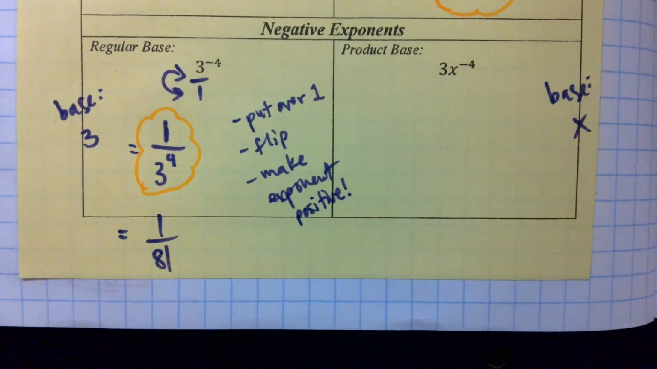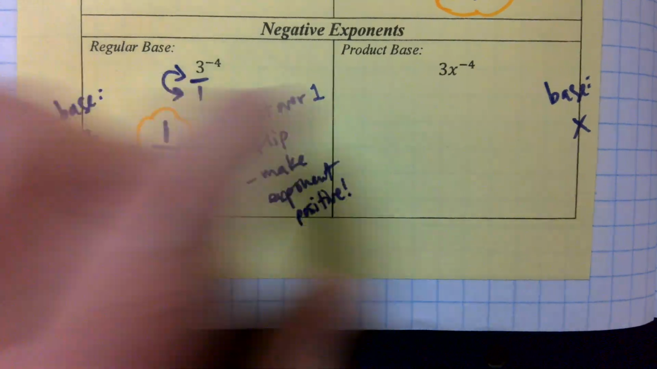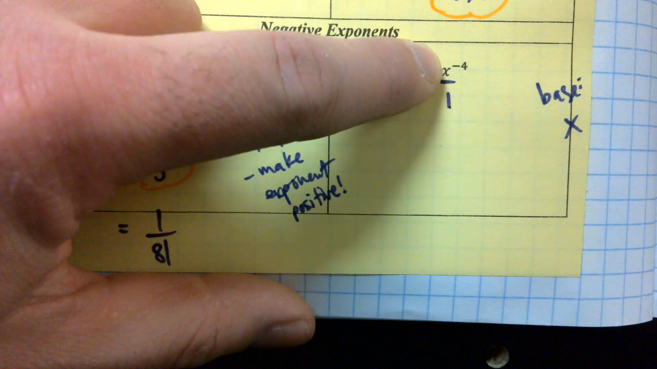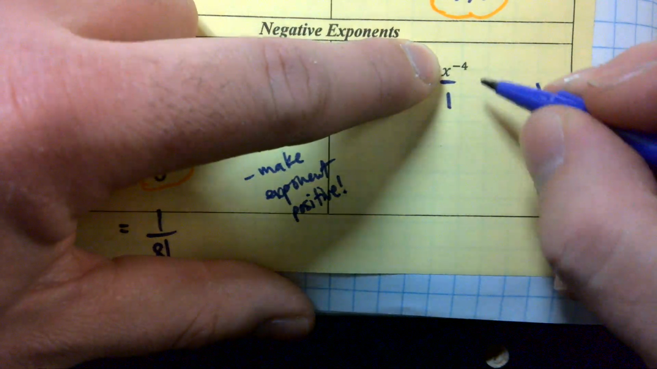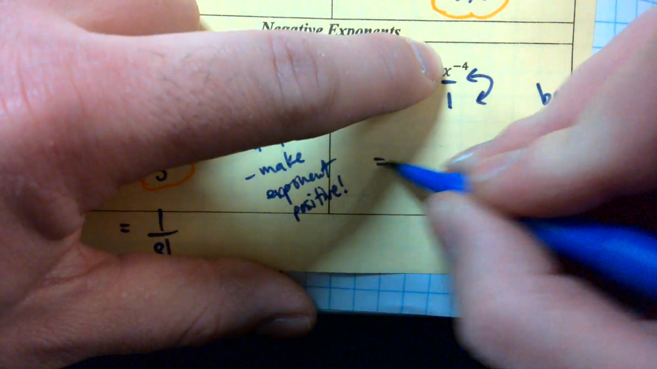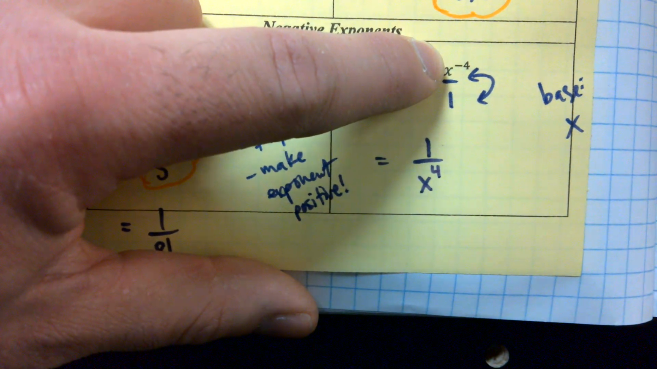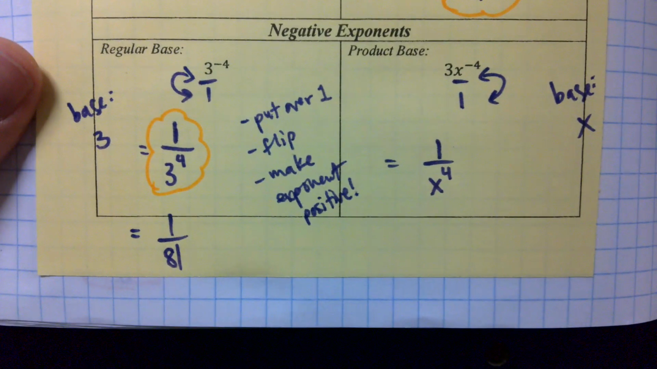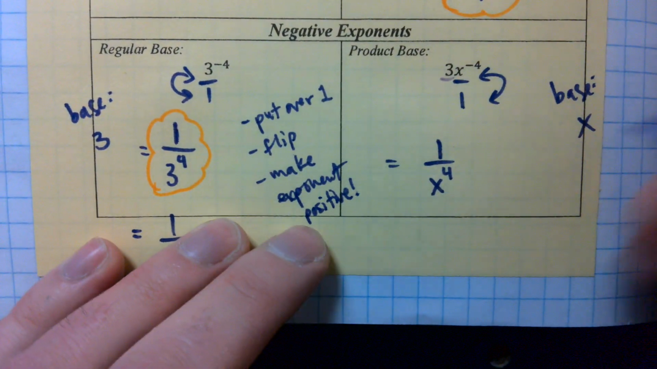Am I going to put 3 over 1? No. 3 is not the base. So I'm going to pretend it's not there, right? If I put X to the negative 4th over 1, we're pretending that 3 is not there. And then I flip this around, so that my 1 goes to the top, my X to the 4th now goes to the bottom. Well, what do I still have that didn't get flipped around? The 3. Where should the 3 go? On the top or on the bottom? On the top.